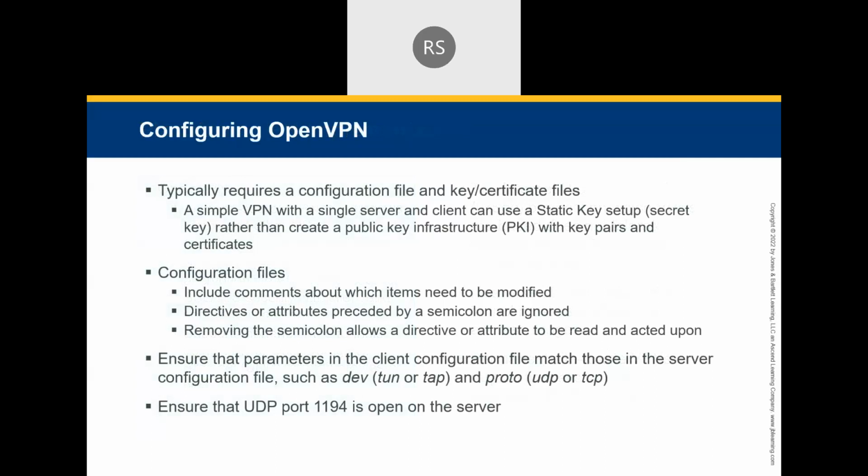Now, for a simple VPN setup with a single server and a client, a static key setup, which is your secret key, can be used instead of creating a public key infrastructure with key pairs and certificates. This simplifies the configuration process while still providing encryption for the VPN connection. Configuration files for OpenVPN include comments indicating which items need to be modified.